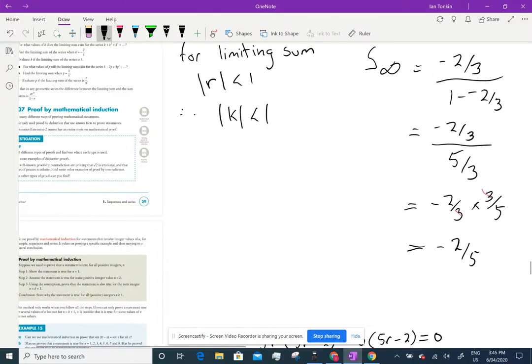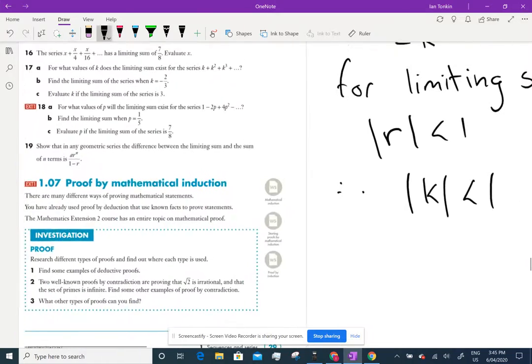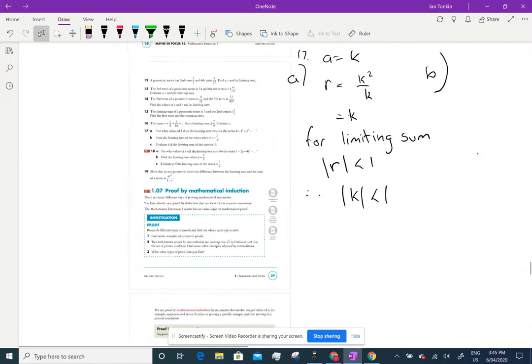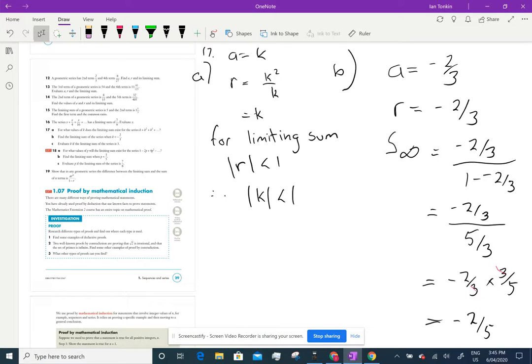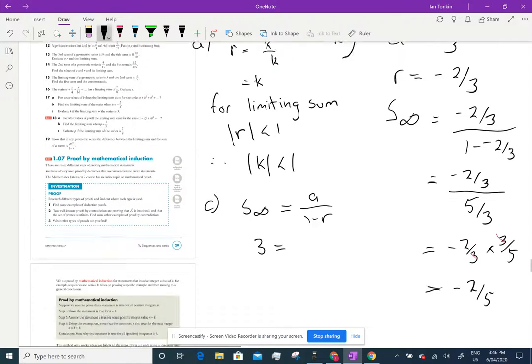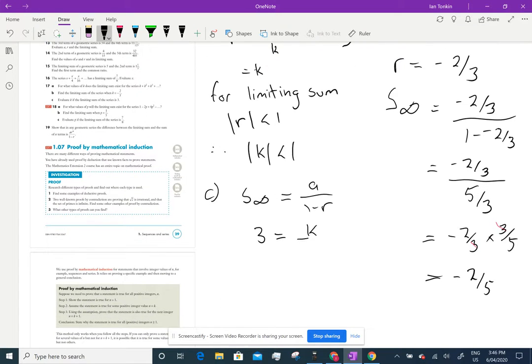Now, C. Evaluate K if the limiting sum of the series is 3. So, here's C. S of infinity equals A on 1 minus R. So 3 equals, now here, look, A is K and R is K. So you're going to get K on 1 minus K.